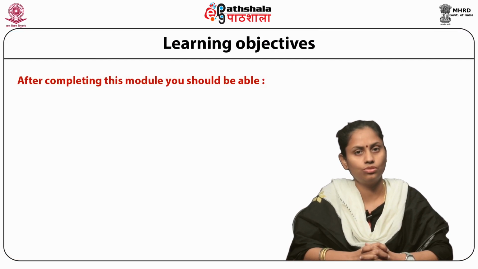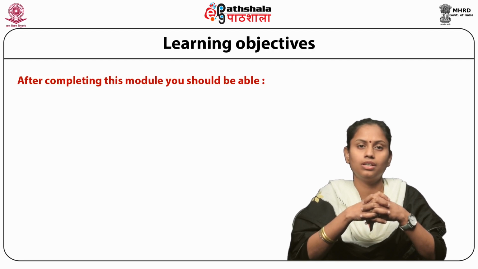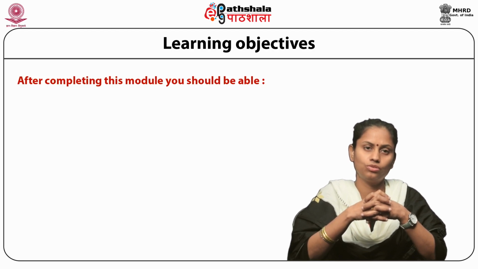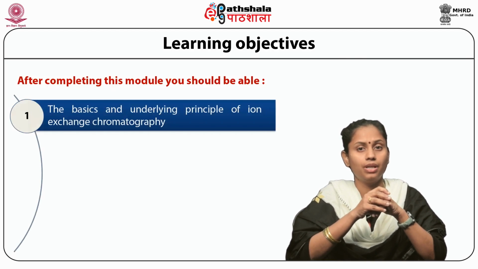Today we are going to talk on the module Ion Exchange Chromatography, Introduction, Types of Resins and Mobile Phases, under the paper Chromatographic Techniques 2. After completing this module, the students will be able to understand the following. The learning objectives of this module are: first, the students will understand the basics and underlying principle of ion exchange chromatography.